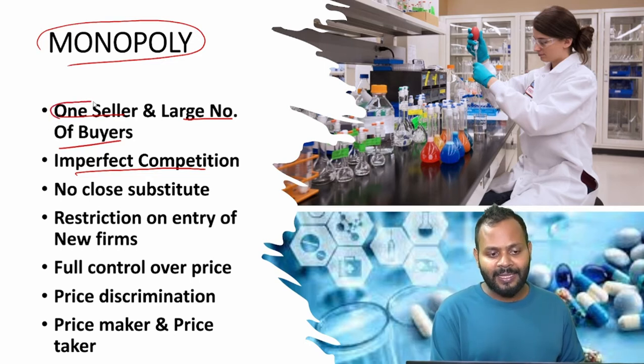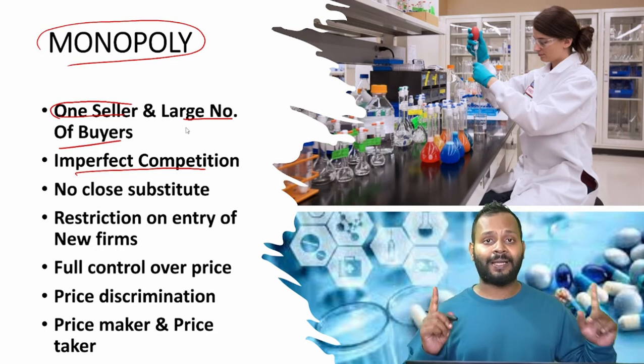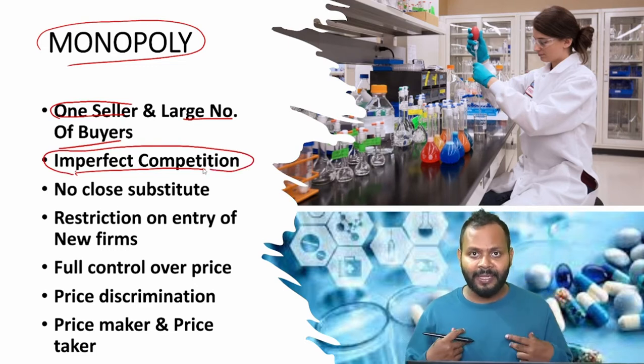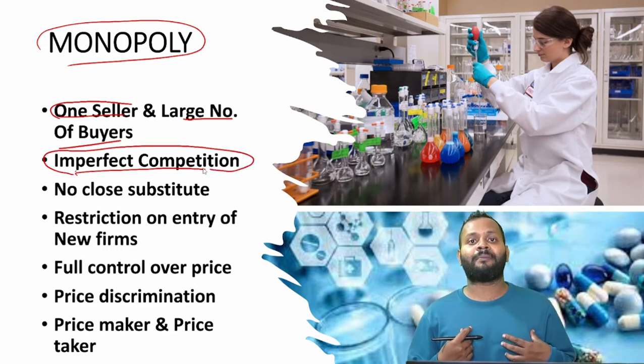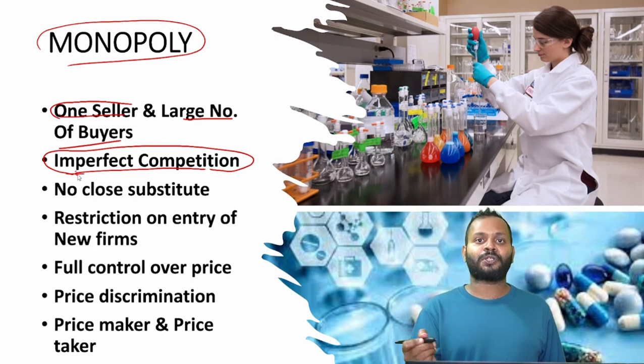So here the sellers are one and the buyers are many. This kind of market is called what? A monopoly. Now this is an example of imperfect competition. If I want to make a medicine, will I be allowed to make it? No, I will not be allowed to make medicines, right? Why? Because I do not have the right to that composition of the medicine.